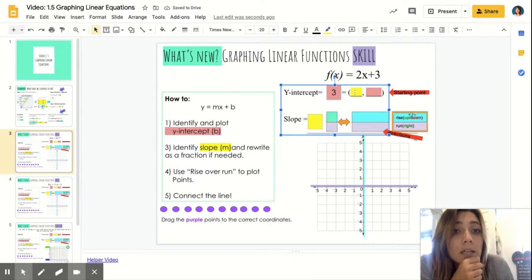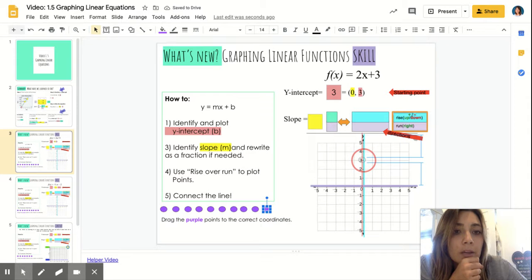As a coordinate, that would be 0, 3. Remember, it always has 0 as the x. So I'm just going to go ahead and plot that on my graph. 0, 3.